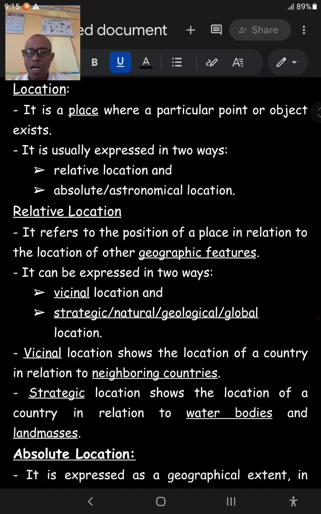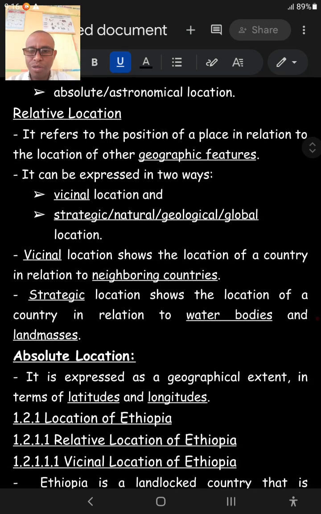So what does relative location mean? Relative location is the position of a place in relation to the location of other geographical features. This geographical feature can be a country, or it can be another landmass, or it can be a water body. So you have to know this. And again, relative location can be expressed in two ways: vicinal location and strategic or natural or geological or global locations. So let me define what vicinal location is.